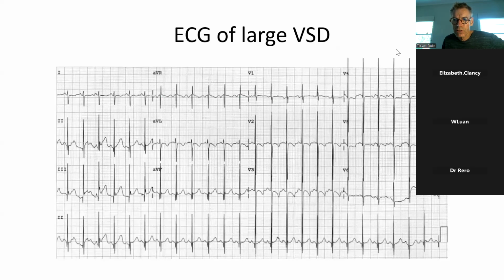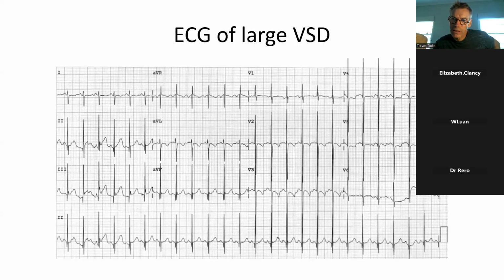This is the ECG of a child who's got a large VSD, and the features that I want you to look at are the evidence of left ventricular hypertrophy. Remember, the left ventricular leads are V4, 5, and 6, and the right ventricular leads are V1.